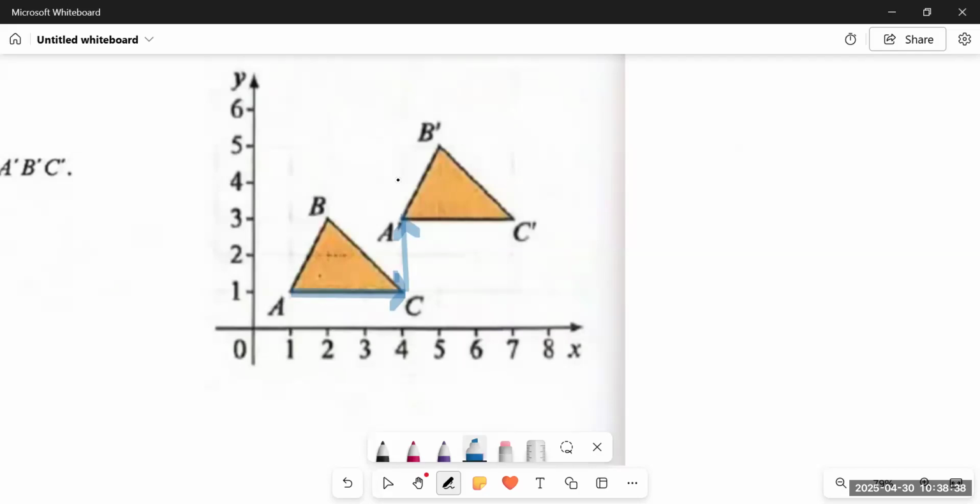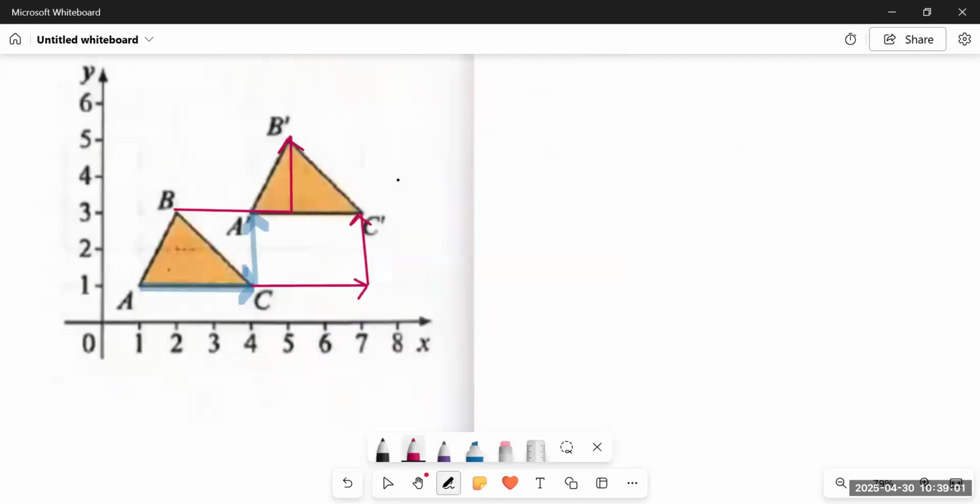And so you can see that for each vertex, we are doing the same: 3 squares to the right and then 2 squares up. So this is called the translation. This is how we translate. And now we can see that the coordinates are like this.